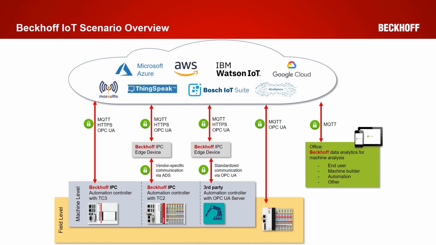And then you can use an edge device to run this IoT data agent on there, connect to your existing machine controller or to a third-party controller, and then grab the data and send it out there. So if we go further down to the field level, we saw that we also have this EK9160 IoT coupler, which offers a plug-and-play configuration for MQTT and OPC UA.